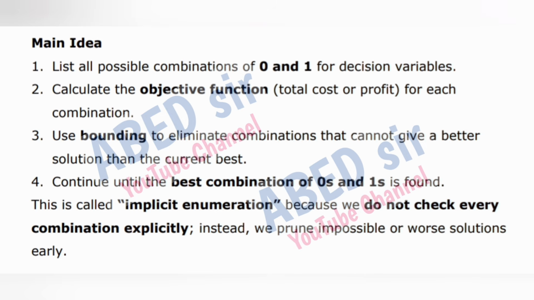Main idea. 1. List all possible combinations of 0 and 1 for decision variables. 2. Calculate the objective function, total cost or profit, for each combination. 3. Use bounding to eliminate combinations that cannot give a better solution than the current best. 4. Continue until the best combination of zeros and ones is found. This is called implicit enumeration because we do not check every combination explicitly. Instead, we prune impossible or worse solutions early.